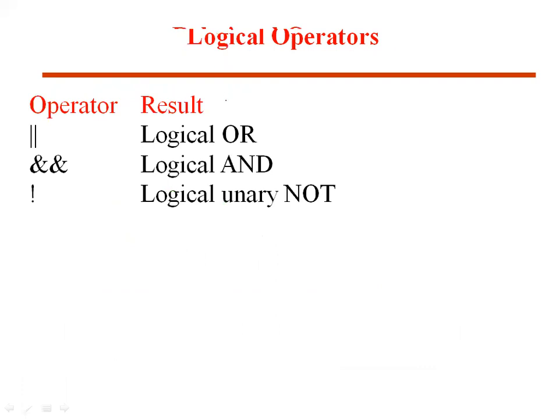Then the next type of operators are logical operators. Two vertical bars is called the logical OR operator, double ampersand is called the logical AND operator, and the exclamation mark is called the logical NOT operator. These 3 are called logical operators. When we want to combine two relational expressions, that means when we want to test more than one condition, we use these logical operators. We connect them by using these logical operators.